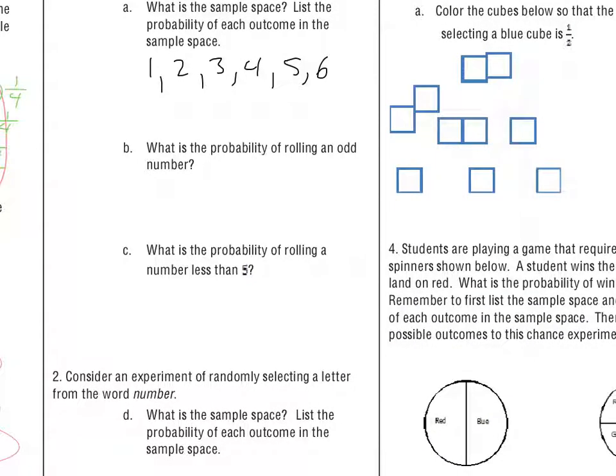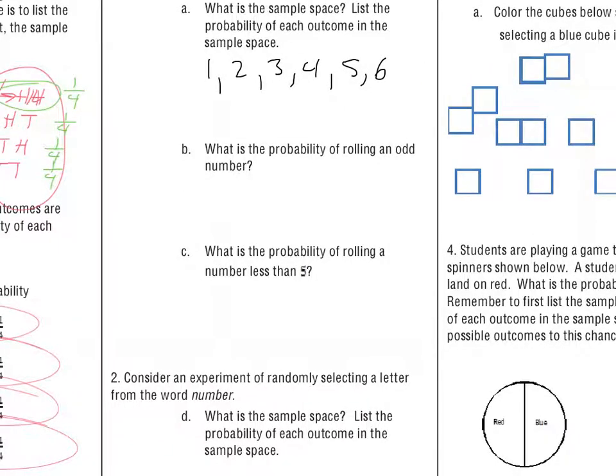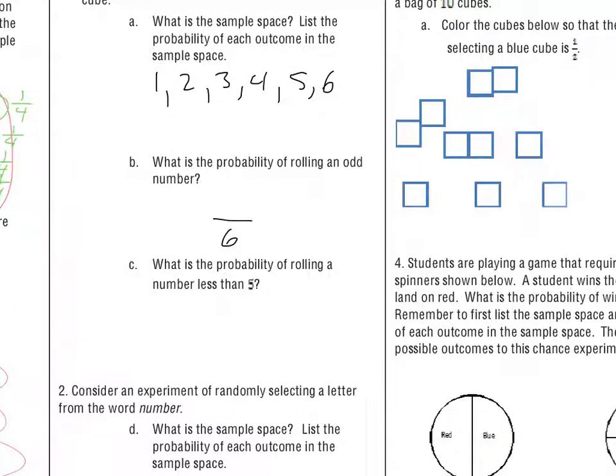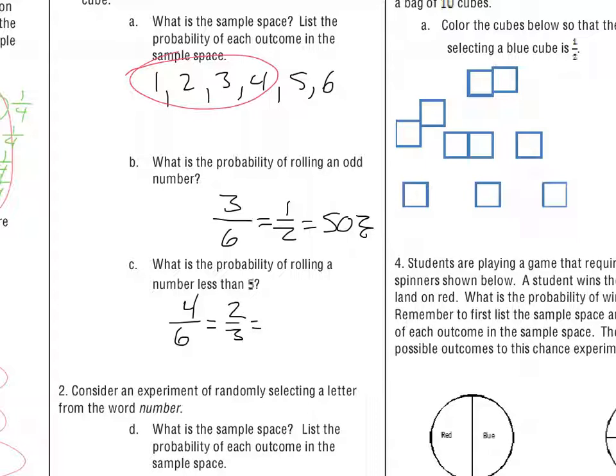What is the probability of rolling an odd number? So again, our total possible outcomes is 6. Our sample space here is 6. And the probability of rolling an odd number, well, that would be 1, 3, or 5. So that's 3 possibilities that meet the criteria. This is 1/2 or 50%. What is the probability of rolling a number less than 5? So 1, 2, 3, 4 are numbers less than 5. So there are 4 out of 6 possible outcomes, which would be 2/3 or approximately 67%.